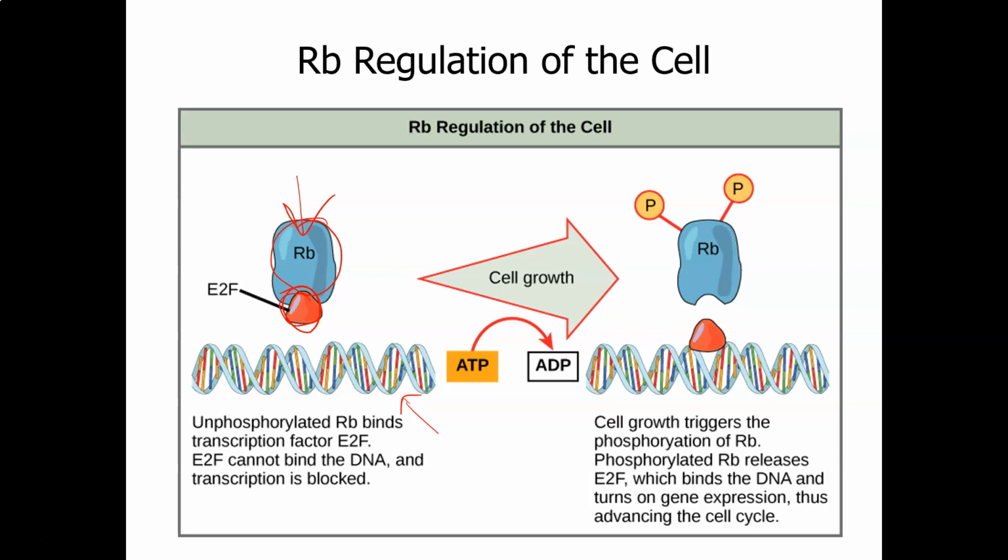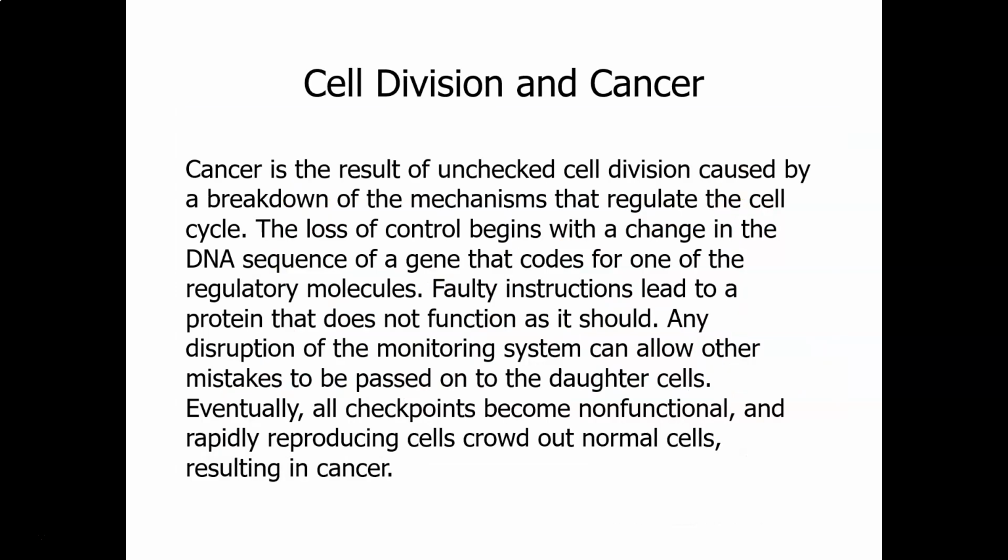Then, as the cell grows, ATP is broken down, releasing a phosphate, and that phosphate is added to the RB protein, which releases the E2F transcription factor, and when it binds to the DNA it can now copy itself or synthesize itself. It can move on into the S stage.